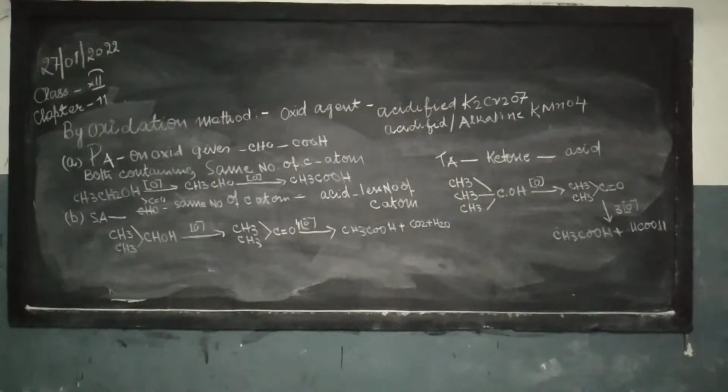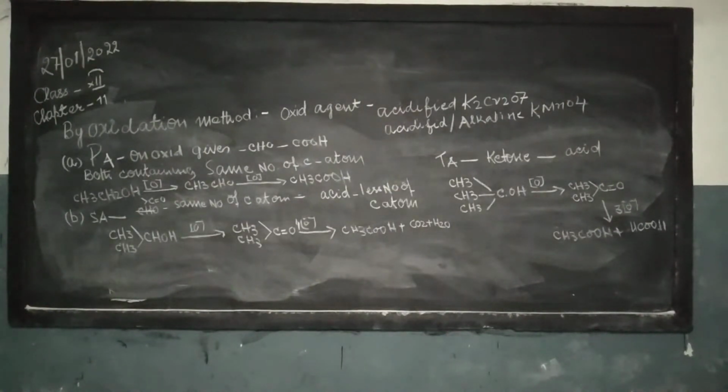CH3CHOHCH3 gives CH3COCH3. The original alcohol contains 3 carbon atoms, which on oxidation gives ketone. Ketone also contains the same number of carbon atoms as in the starting alcohol. When ketone is further oxidized, it gives acid, which contains less number of carbon atoms. The acid is acetic acid. It contains 2 carbon atoms.